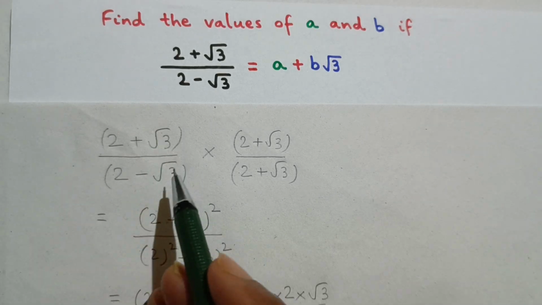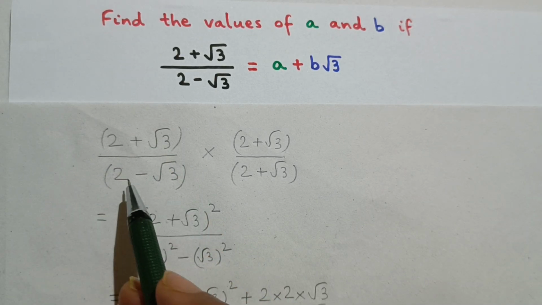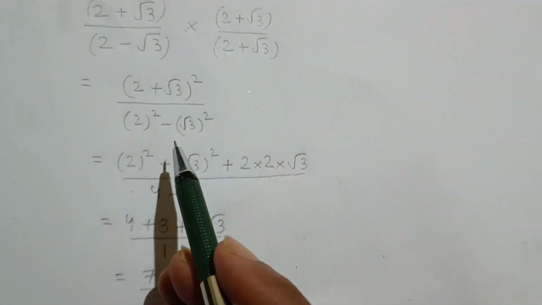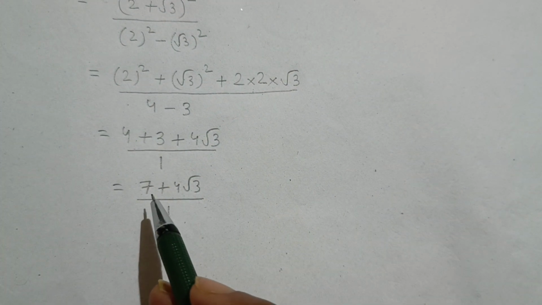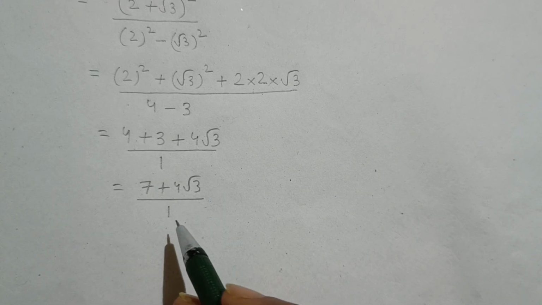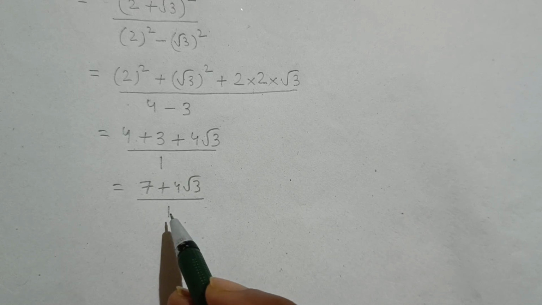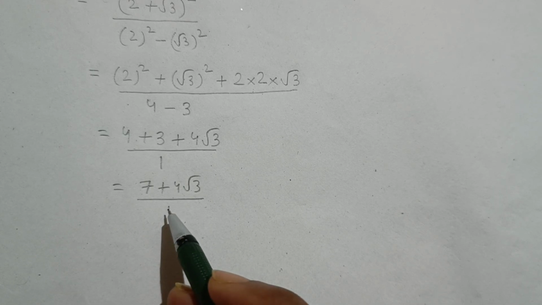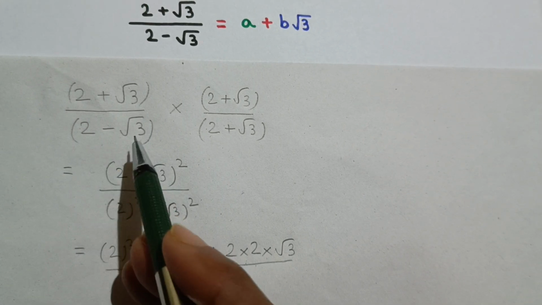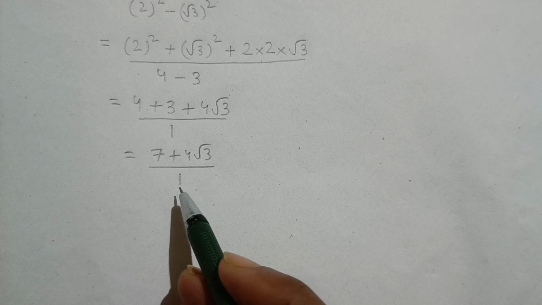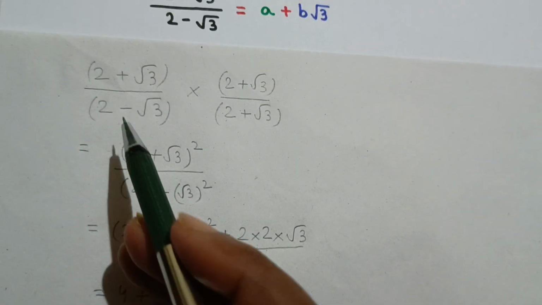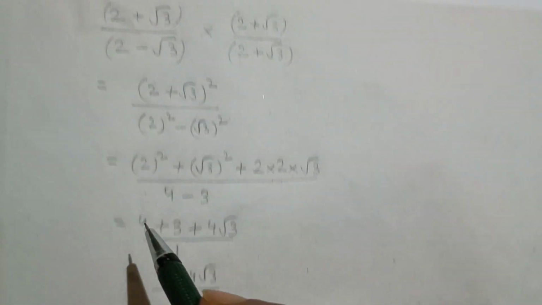So we started with this expression which had an irrational denominator. And after doing this operation we are getting 7 plus 4 square root of 3 upon 1. Now in this expression the denominator is 1, and 1 is a rational number. So we have converted the denominator, which was earlier an irrational number, into a denominator which is now a rational number. So we have rationalized the denominator of this given expression.